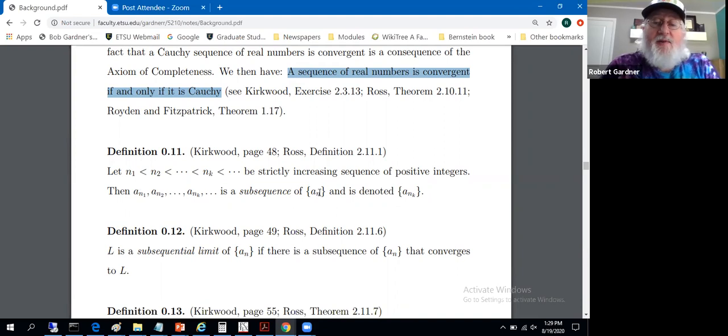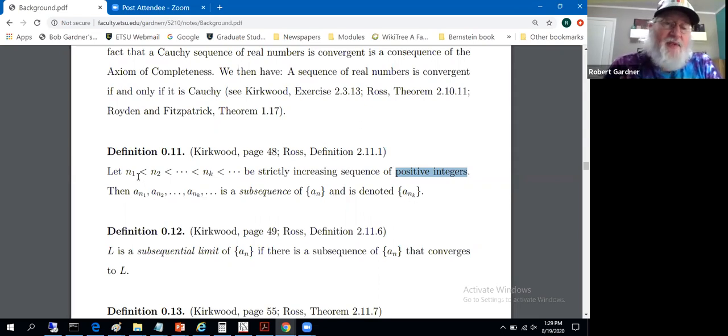So we'll take a sequence, a sub n, and we want to get a subsequence of that sequence. This comes up in some of our graduate stuff. Let n1 less than n2, and so forth, be a strictly increasing sequence of positive integers, natural numbers if you like. Then a sub n1, a sub n2, and so on, is a subsequence of a sub n, and it's denoted a sub n sub k, or the subsequence a sub n sub k.